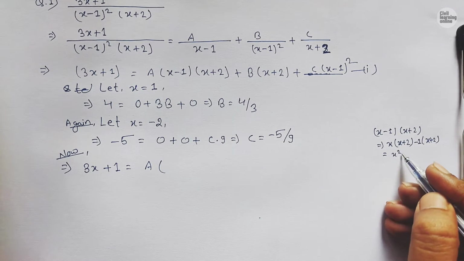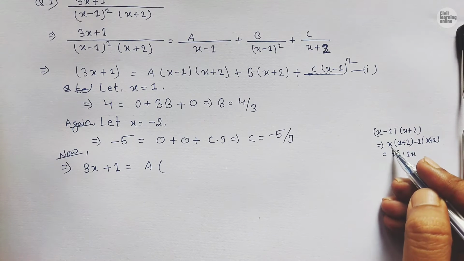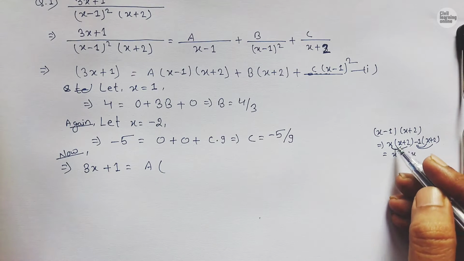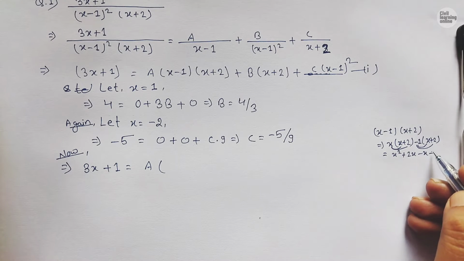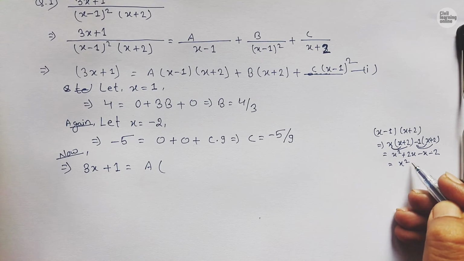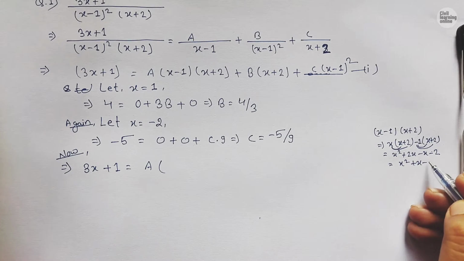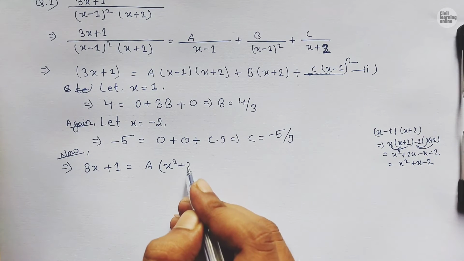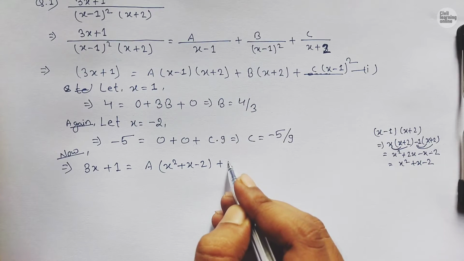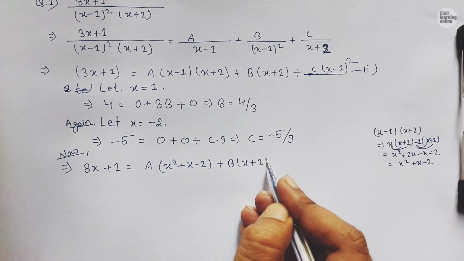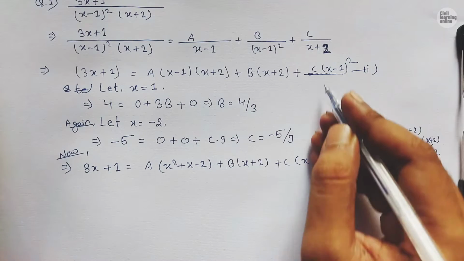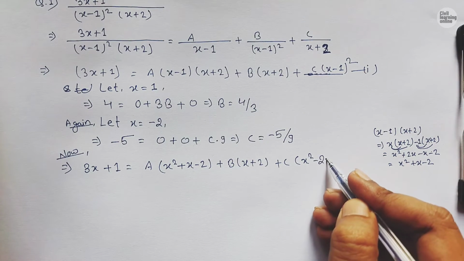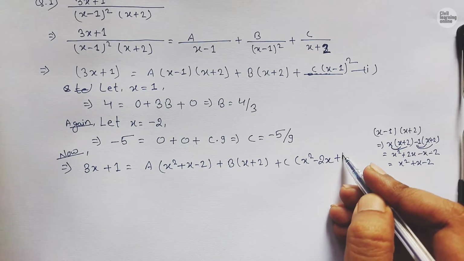So x square plus 2x, this x is multiplying this and this. Similarly minus 1 will also multiply both. So x square plus 2x minus x minus 2. So from here we will have x square plus x minus 2. So here we have a will be equals to x square plus x minus 2 plus b times x plus 2 plus c times this, a minus b whole square formula is a square minus 2ab plus b square.